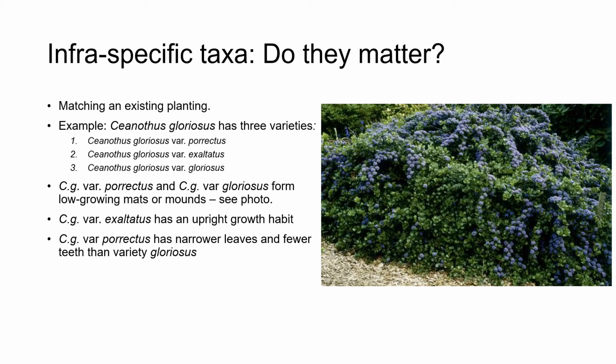For example, you'll sometimes see the California native evergreen shrub Ceanothus gloriosus used as a ground cover, and you can see this plant in the picture on the right. This species has 3 varieties, which are recognized based on leaf size and form. 2 of the varieties form low-growing mats or mounds, while one has an upright growth habit. If you were to order just Ceanothus gloriosus from a nursery, you could end up with the wrong variety. So in a case like this, make sure you give the nursery the full botanical name, including the variety, so you get the plant you really want and need.